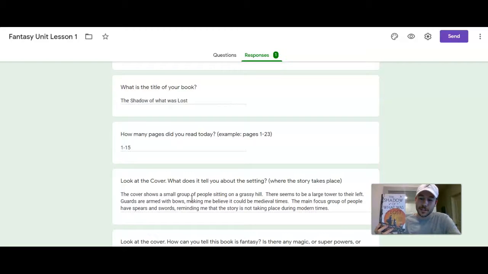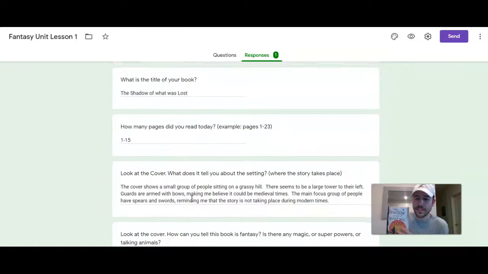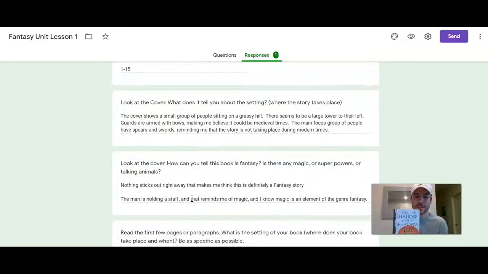So just make sure to look in your book library if you're using Learning Ally for the cover. Perfect, answered that question, and I was as specific as possible. So I'm going to go down to the next one. It says, look at the cover. How can you tell this book is fantasy? Is there magic or superpowers or talking animals?